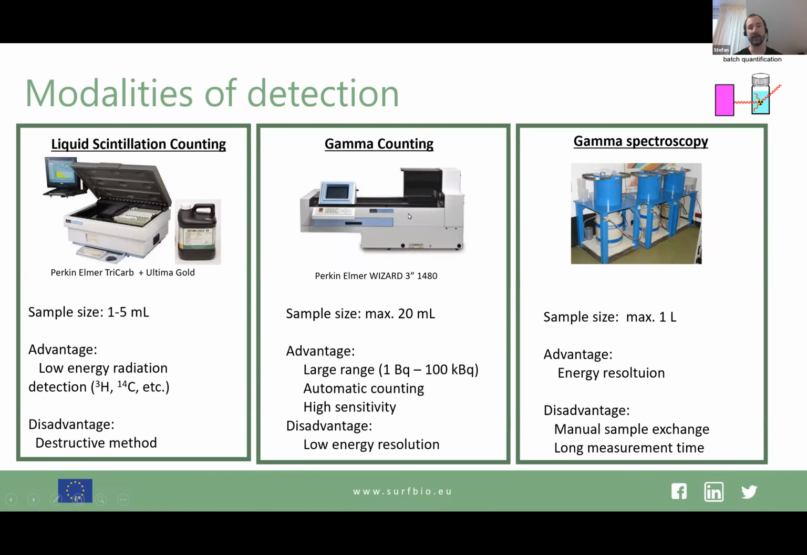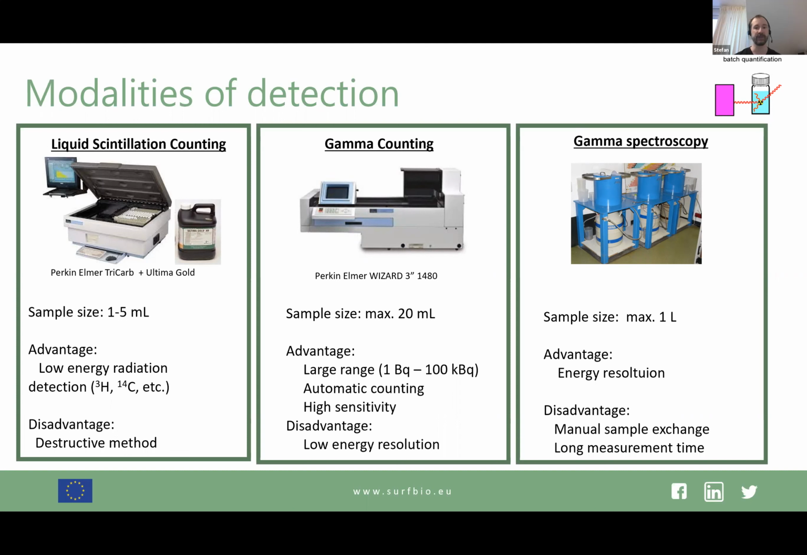For some higher energy gamma emitters, you can use gamma counting. There is a multitude of instruments, of course. This is the one that we have. Here you can measure samples up to 20 milliliters. The advantage is the very high dynamic range from 1 to 100 kilobecquerels, so several orders of magnitude that you can detect. It is automatic, so you don't have to sit there and exchange the samples. If I have very many samples, I can run this instrument overnight or over the weekend.